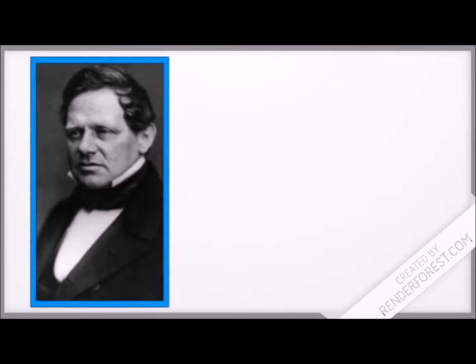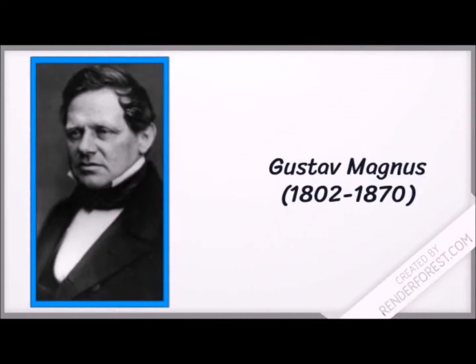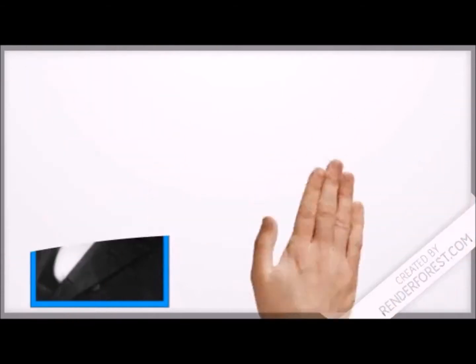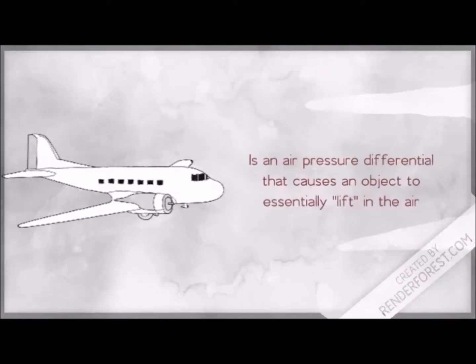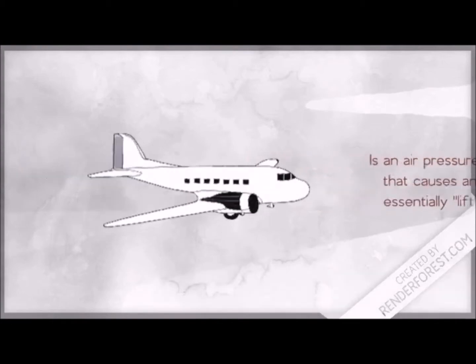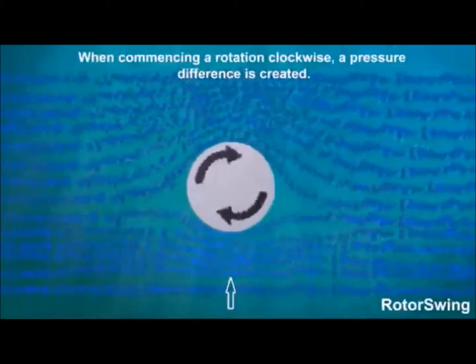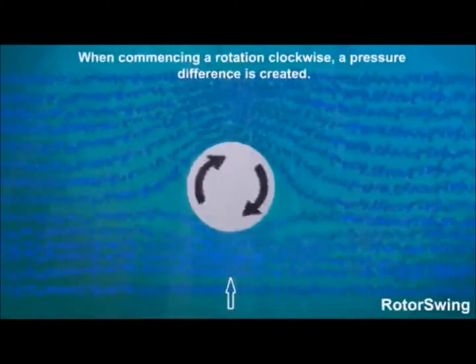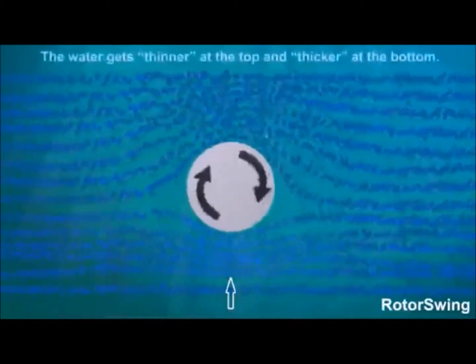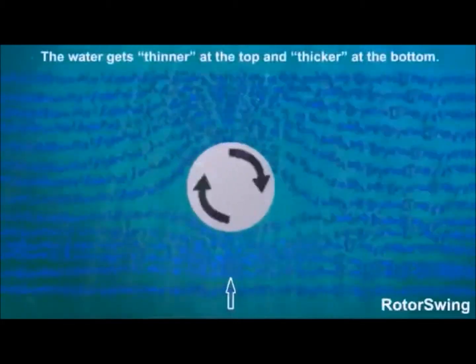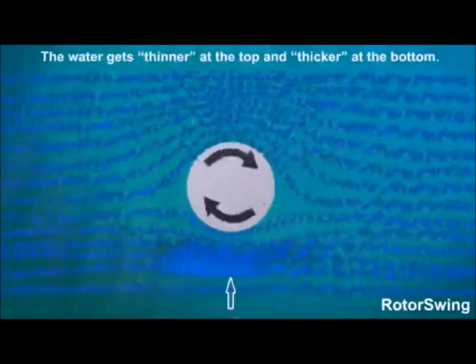after the German physicist Gustav Magnus, who was the first person to venture into a rigorous investigation into the physics entailed. Magnus' effect is an air pressure differential that causes an object to essentially lift in the air by generation of a sidewise force on a spinning, cylindrical or spherical solid immersed in a fluid, liquid or gas, when there is relative motion between the spinning body and the fluid.